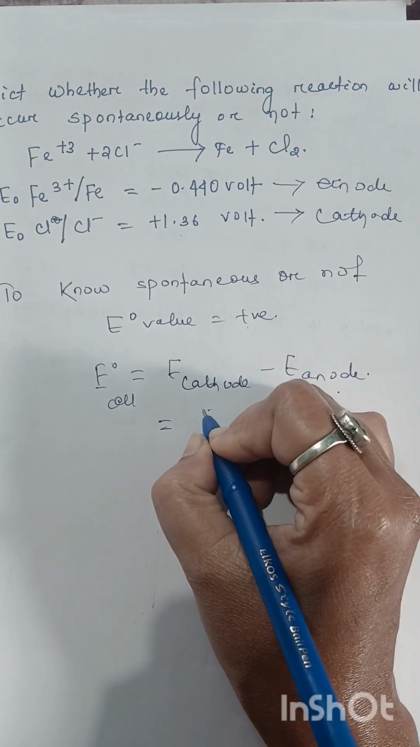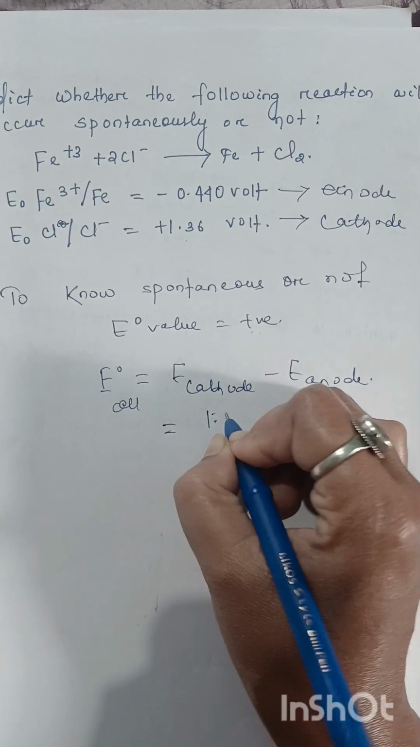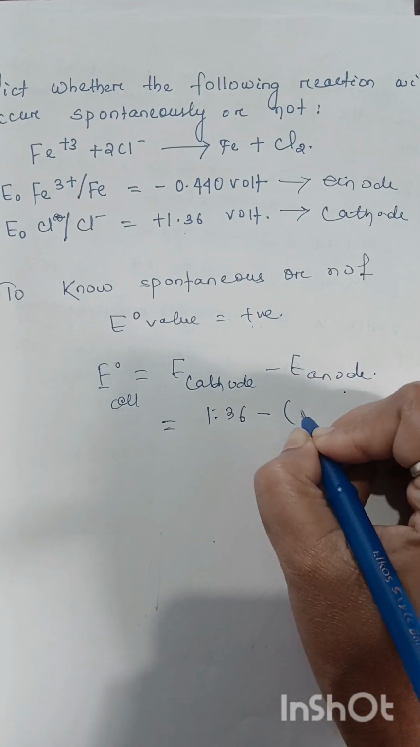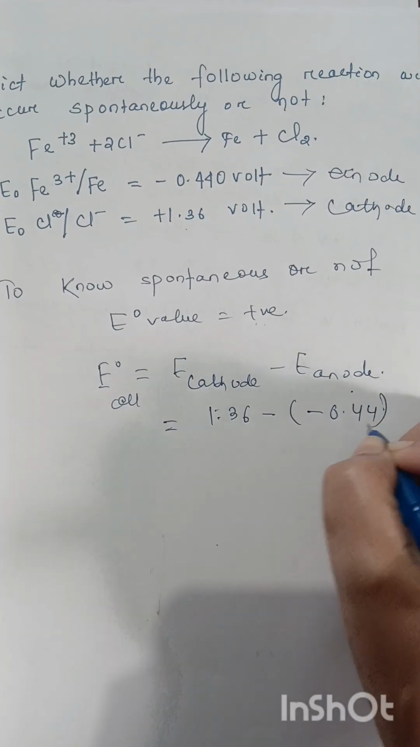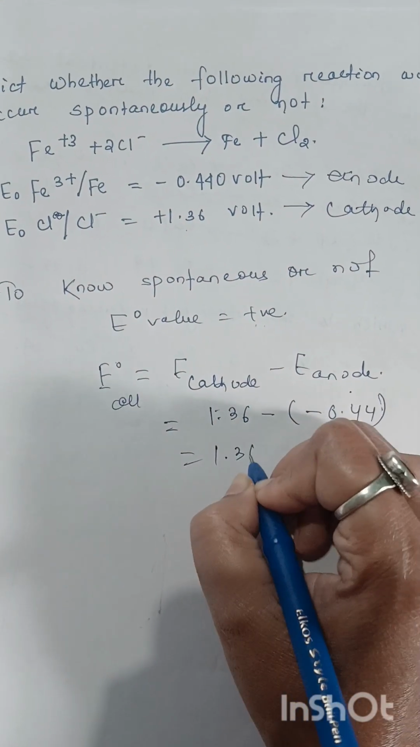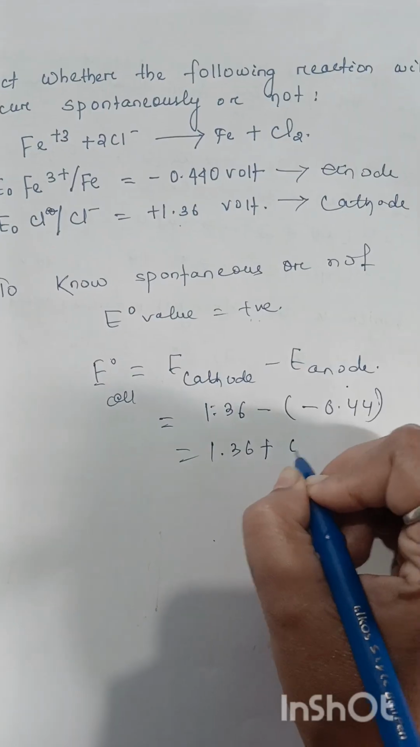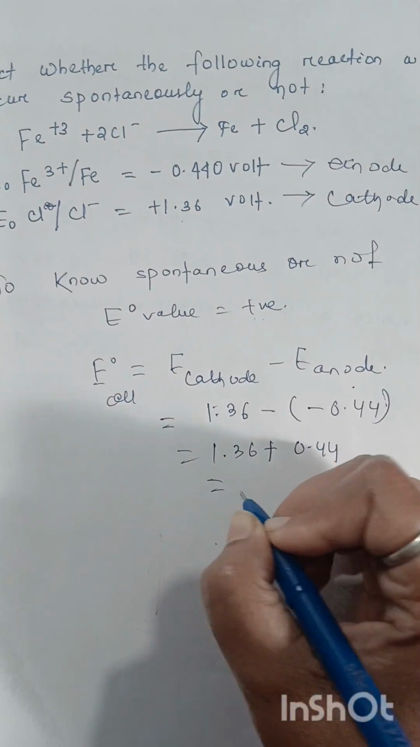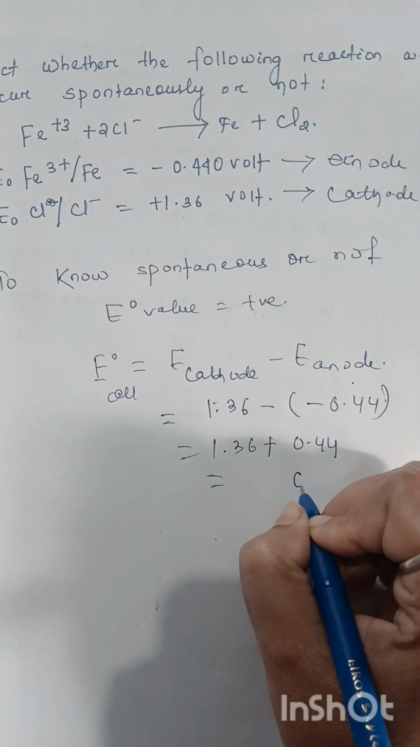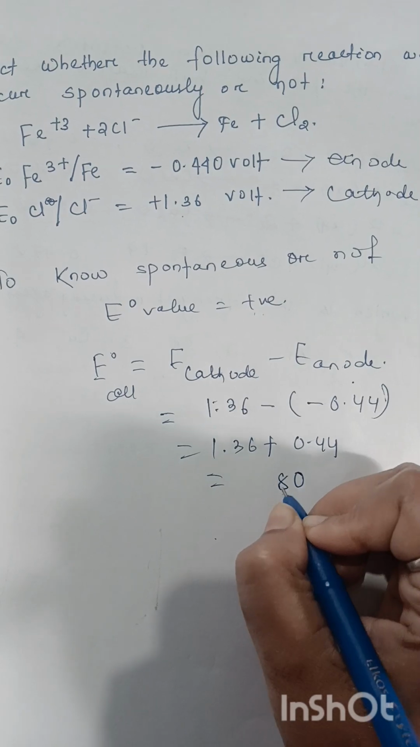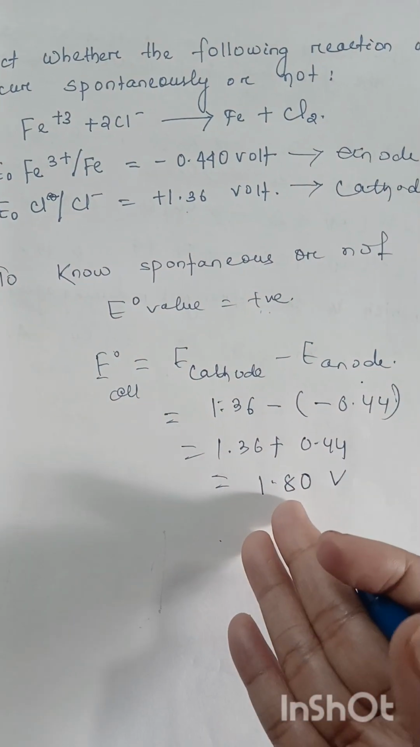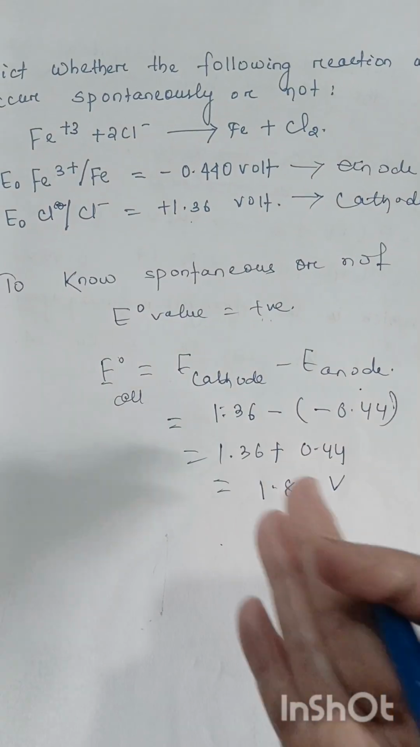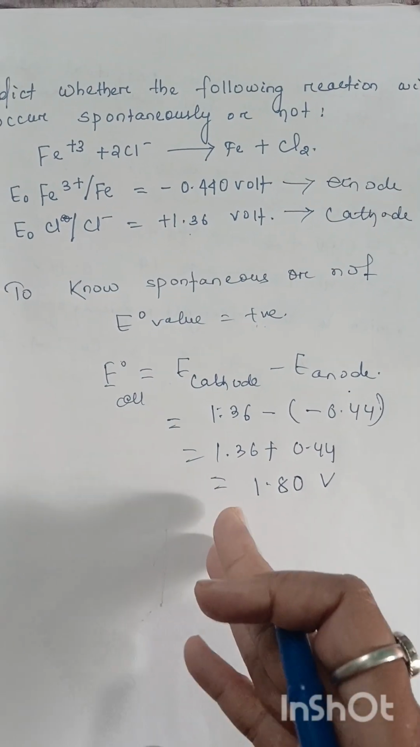So write the values there. Cathode is 1.36 and this is minus 0.440. So 1.36 minus (minus 0.44) gives 1.80 volt. You can see here the E naught cell is positive, so the reaction will occur and it is spontaneous.